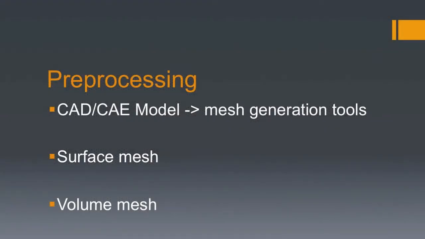Pre-processing starts by obtaining a 3D model of the part. Then you need to apply some mesh generation tool to project the surface mesh on top of it. After that, you can create a volume mesh around the surface mesh.